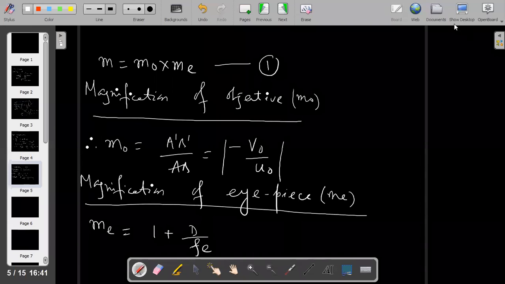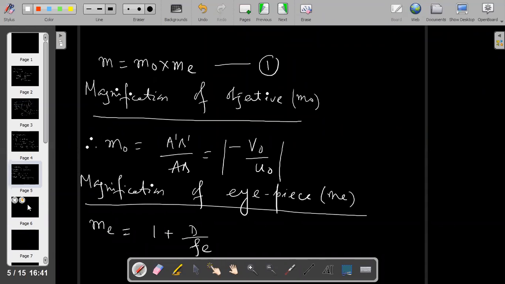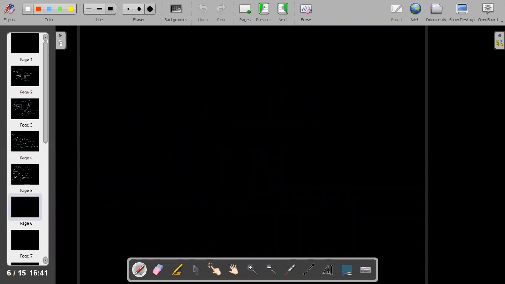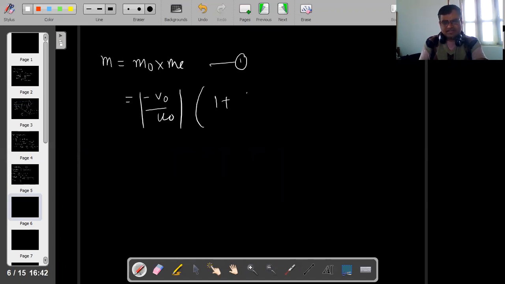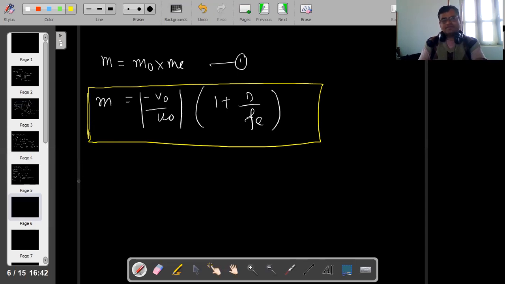Thus, the magnification of a compound microscope is given by M is equal to MO into ME, equation 1. MO is minus VO by mod UO and ME is 1 plus D by FE. This is the magnification of the compound microscope. Write down here a note. The note is important.